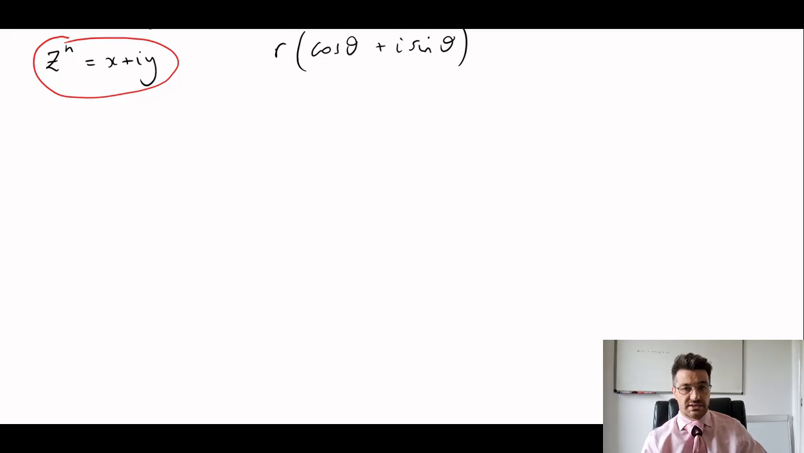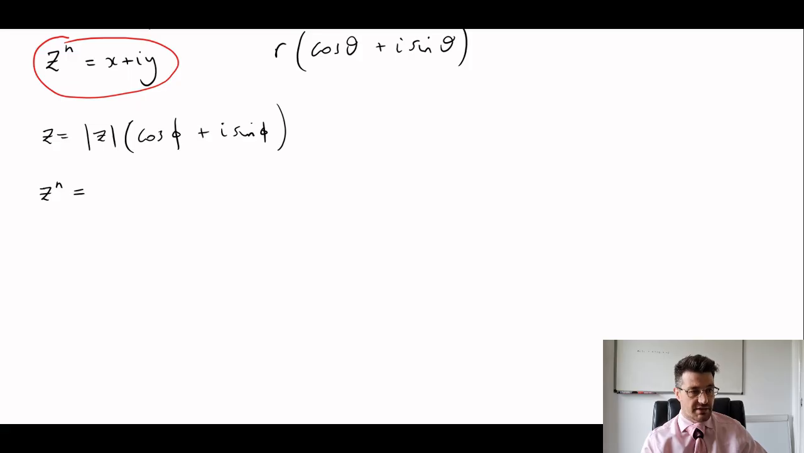Let's have a look then. So if we've got z equals the modulus of z, let's formulate this in a trigonometric form. z equals the modulus of z times (cos phi plus i sine phi). Okay. So what we're interested in is z to the power of n.